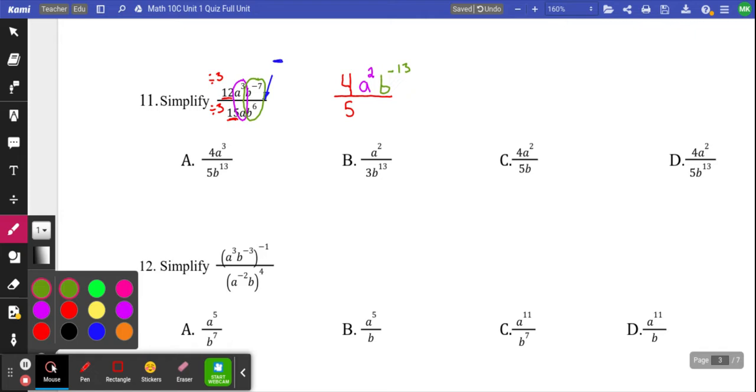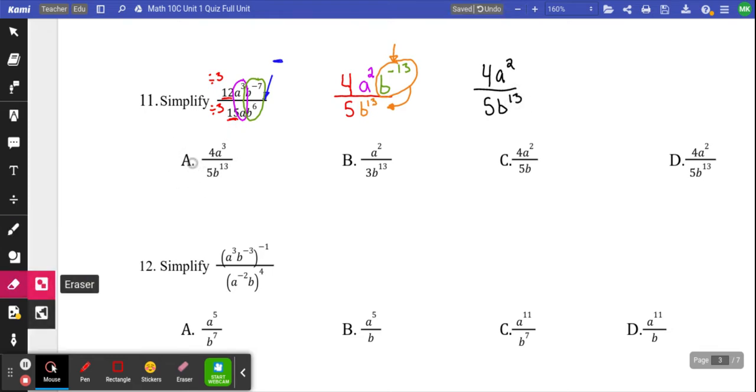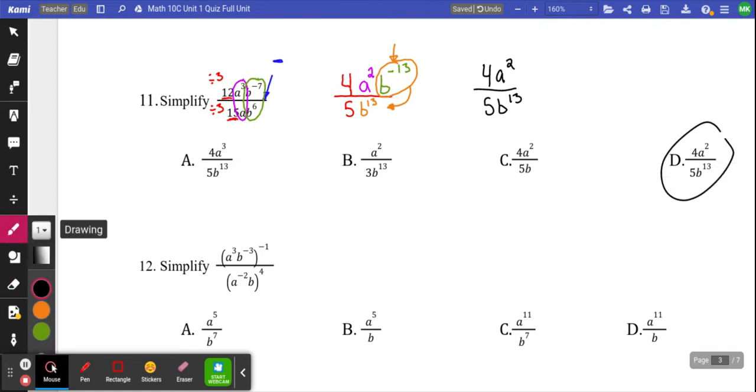Again, you're going to see that answer is not there anywhere because you're not allowed a negative exponent. So you need to move that power to the other side. All right, b to the negative 13 goes to the bottom. It becomes b to the positive 13 like that. So your answer is 4a squared over 5b to the 13. Oh, sorry, it's not A. D. There we go.